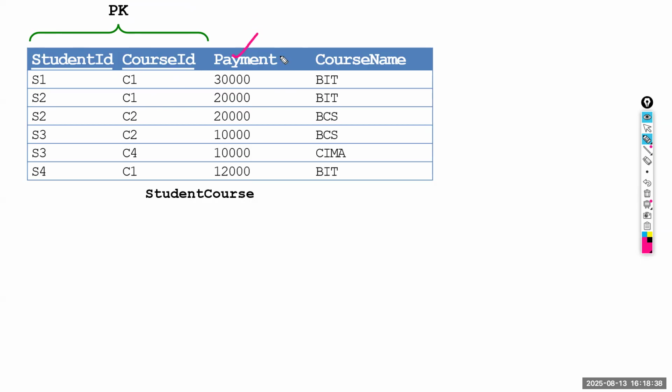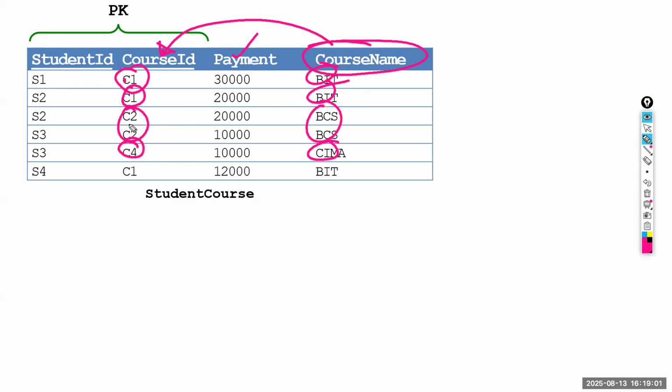Then what if someone has designed it like this? Let's assume someone has designed it like this. This person has put the course name here, but you can clearly see that course name depends only on course ID. Whenever it is C1 it is BIT, and whenever it is C2 it is BCS. Whenever it is C4, it is CMA, and again, if it is C1, it must be BIT. So this clearly shows course name depends on course ID, because course name doesn't depend on students.